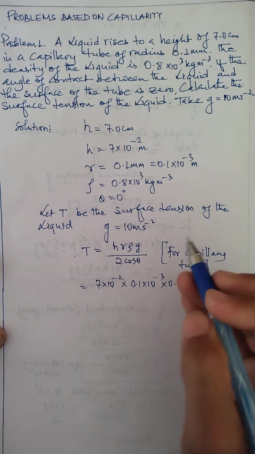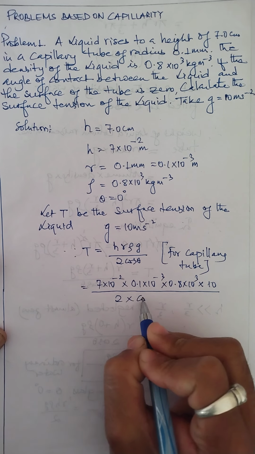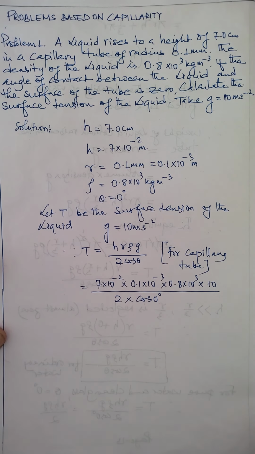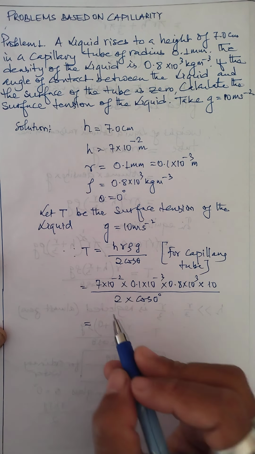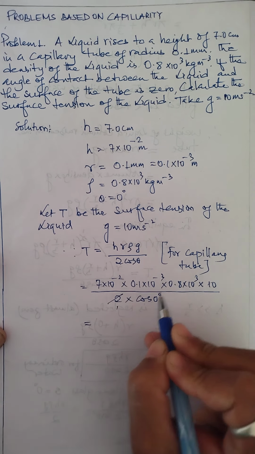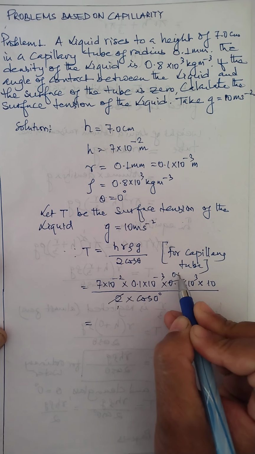Okay, whole divided by 2 into cos 0 degree. And children, you know what is cos 0 degree? Cos 0 degree value is 1. Okay, so let's substitute the value. Now before I substitute the value, let me just cancel this. 2 1s are 2, 2 4s are 8, means 0.4.